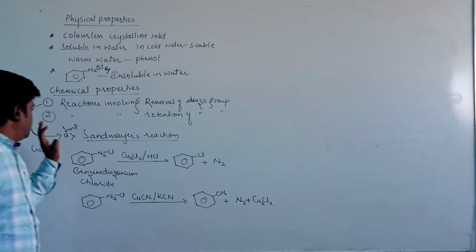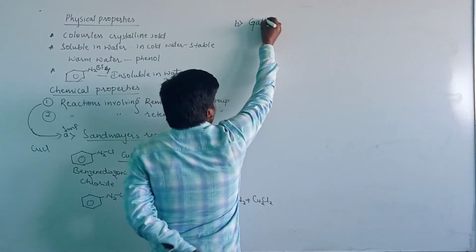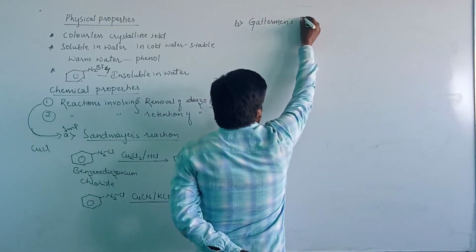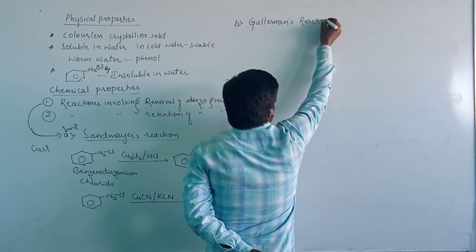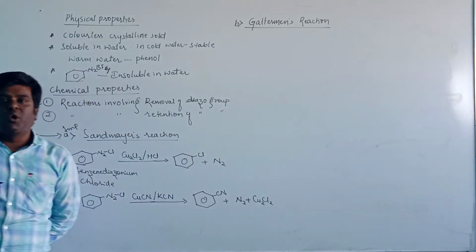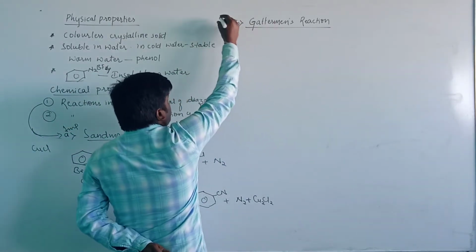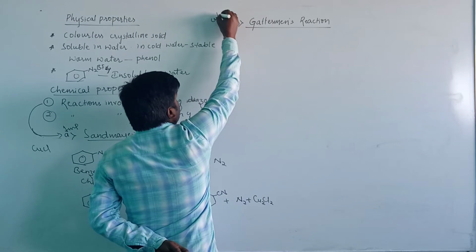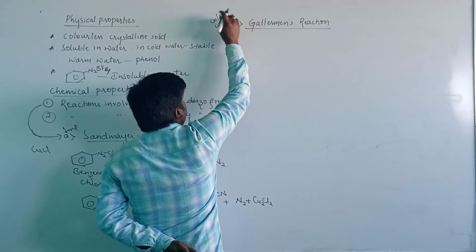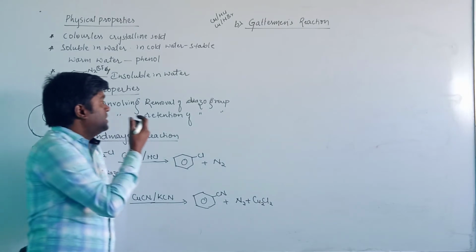Then the second one, Gattermann's reaction. When benzene diazonium chloride reacts with copper in hydrochloric acid, or copper in hydrobromic acid, we can use copper in hydrochloric acid and we can use copper in hydrobromic acid.